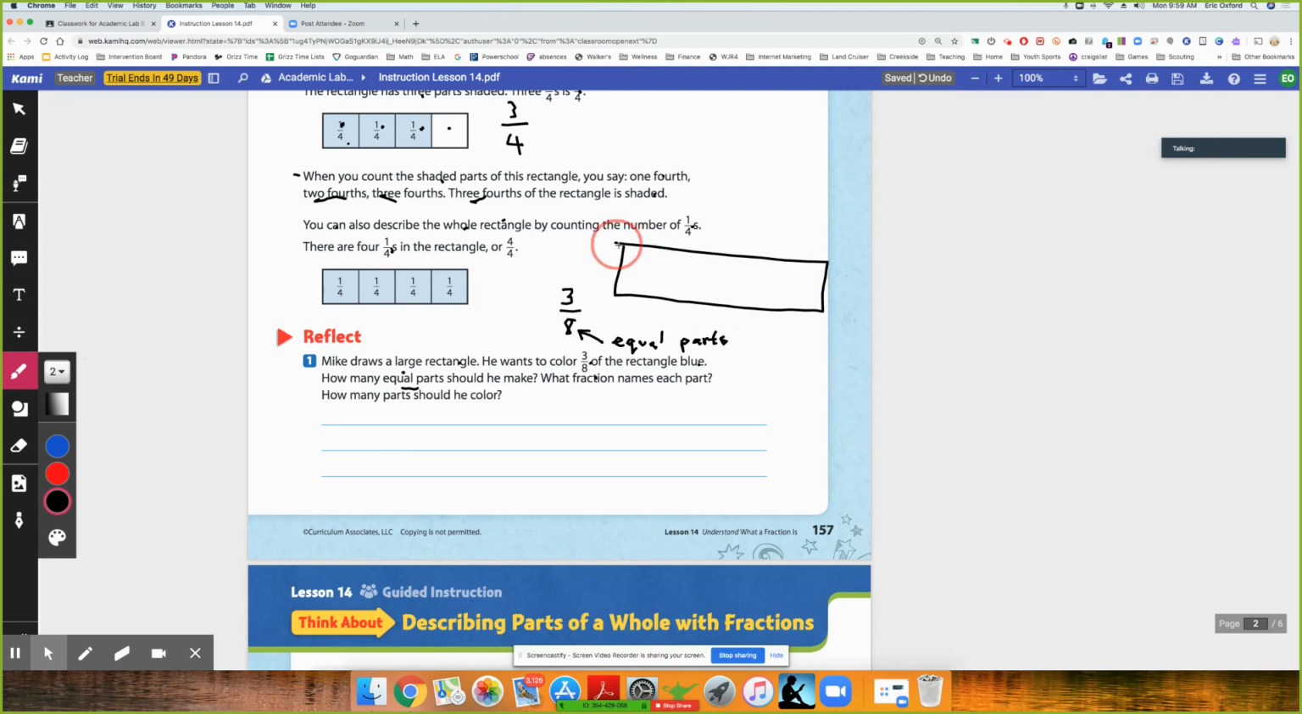So here's a rectangle. And that's 2 equal parts. I'm going to divide that in half, and I'm going to divide this one in half. That's 4 equal parts. And if I just keep dividing, I will wind up with 8 equal parts. Okay, so there are 8 equal parts.